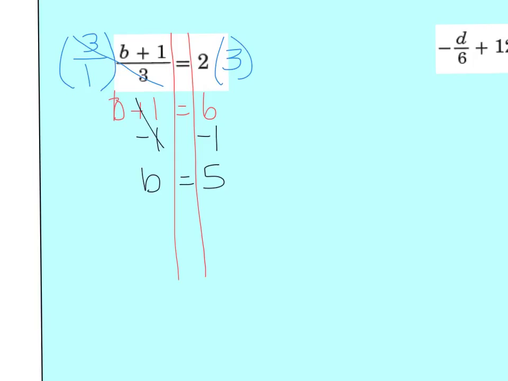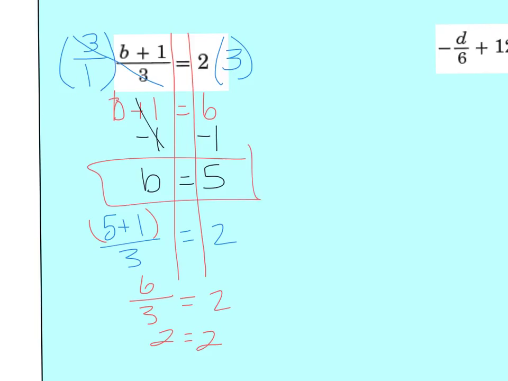Plug your answer back in to check. So (5 plus 1) over 3 should be the same as 2. Following the order of operations, we need to do the top first. 6 divided by 3 is 2. That is true, so our solution is correct.